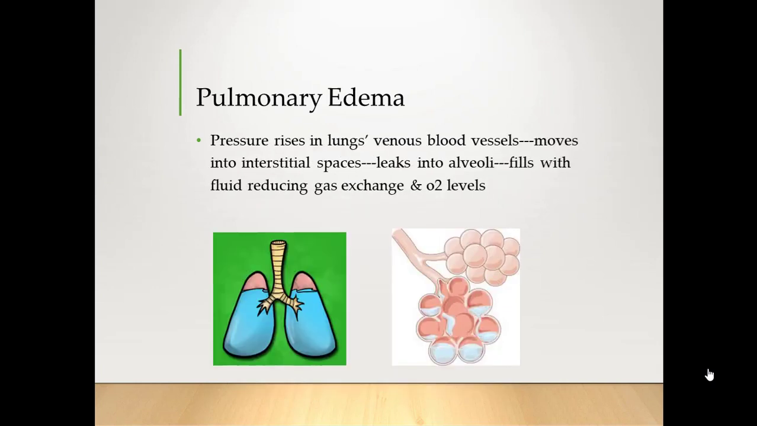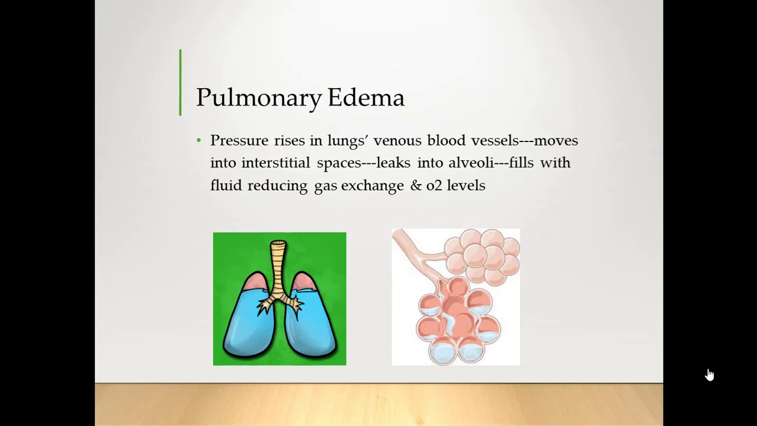The pressure builds up in the blood vessels of the lungs, moves into the interstitial space, leaks into the alveoli, and then therefore will reduce the oxygen levels. So it can be caused by a number of things, acute events like a heart attack, or even fluid overload when somebody's on IV fluids and they're getting too much.